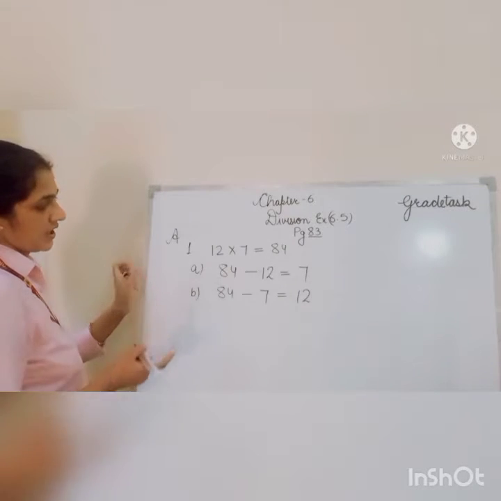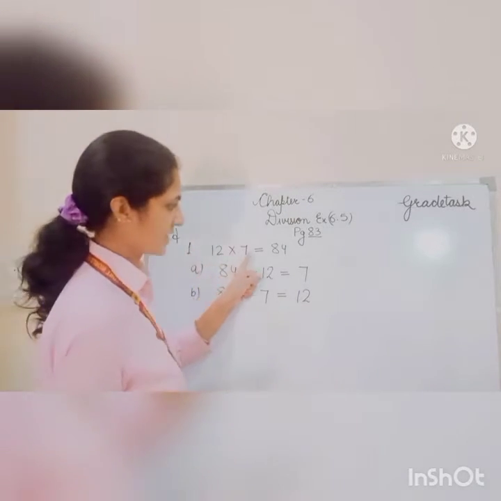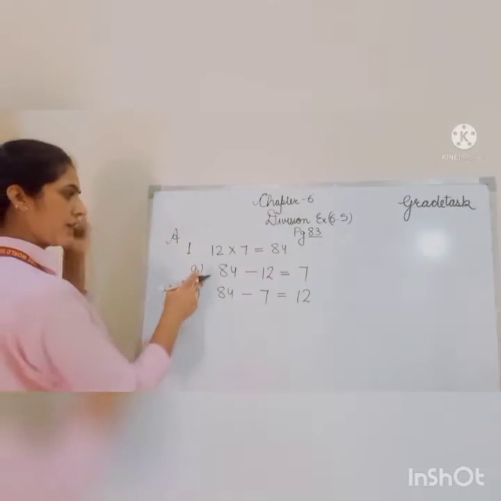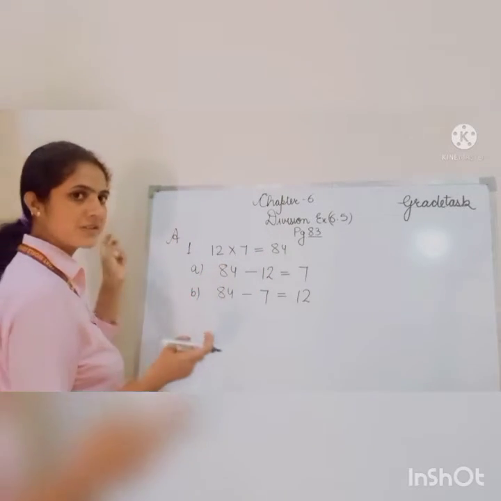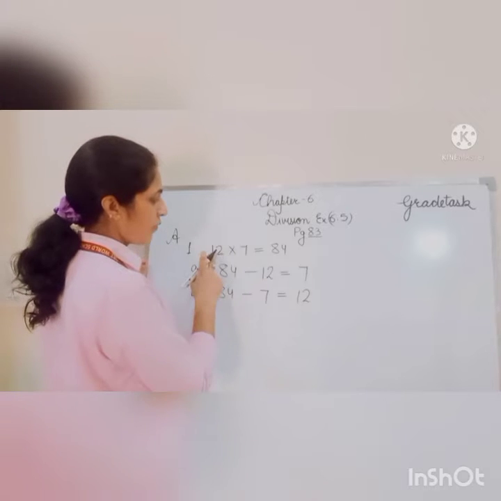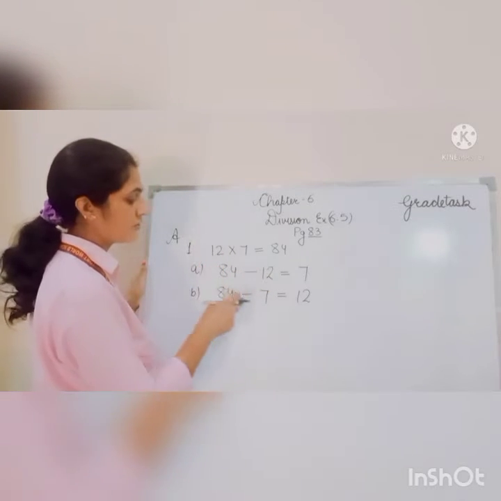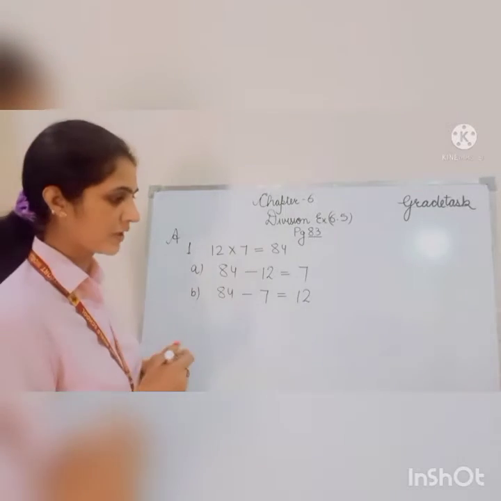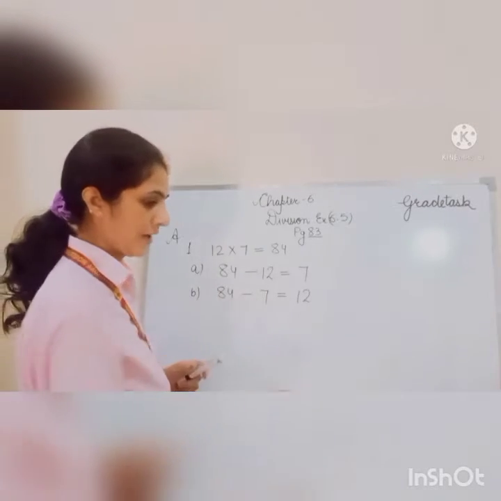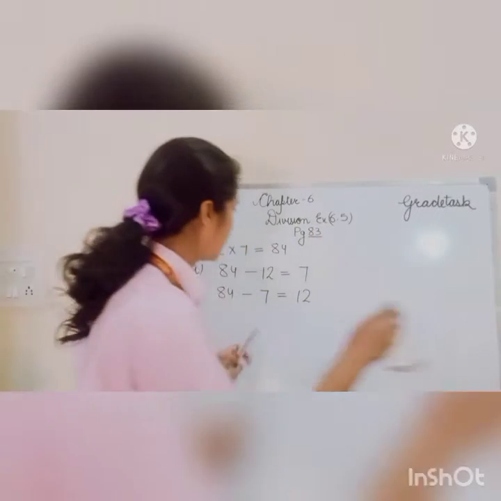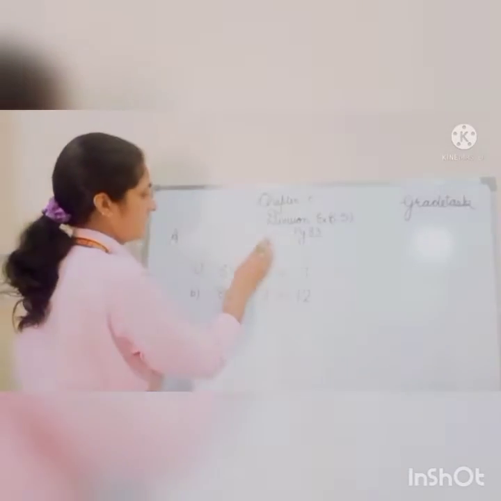I think it is clear. 12 multiplied by 7 is equal to 84. So 84 you will write. To write the division fact, we have to write 84. One time divide by 12, so you will get answer 7. Secondly, you will divide by 7, so you will get answer 12. Come to the next one. Next parts are also the same as this.